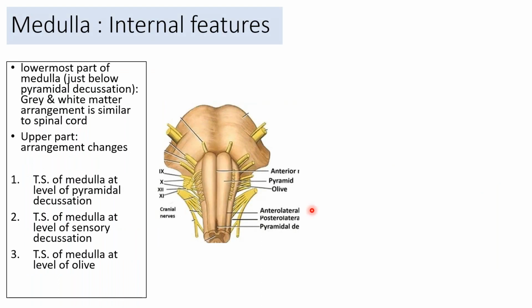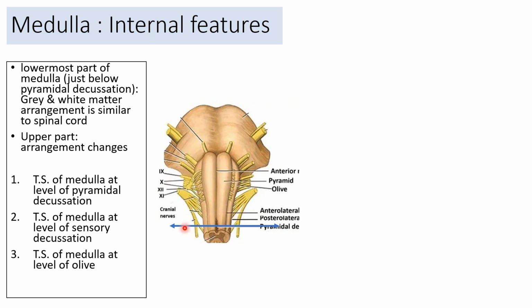Now we come to the internal features of the medulla. The lowermost part of the medulla, which is just below the pyramidal decussation, has an arrangement of fibers almost similar to the spinal cord. But in the upper portion of the medulla, the arrangement is a little different. So we can see how these areas are different. We'll see these sections one by one. This is very important and comes in your exam also. You have to draw these sections.